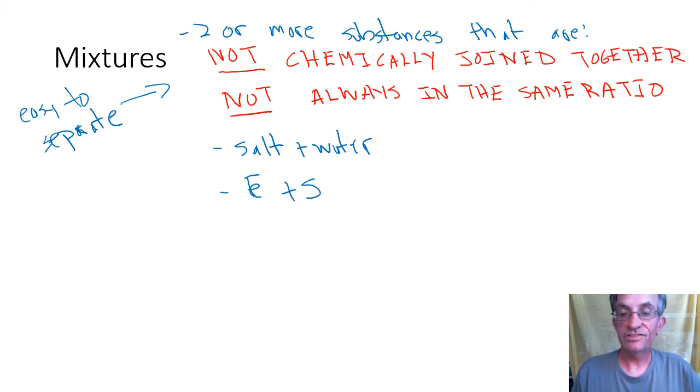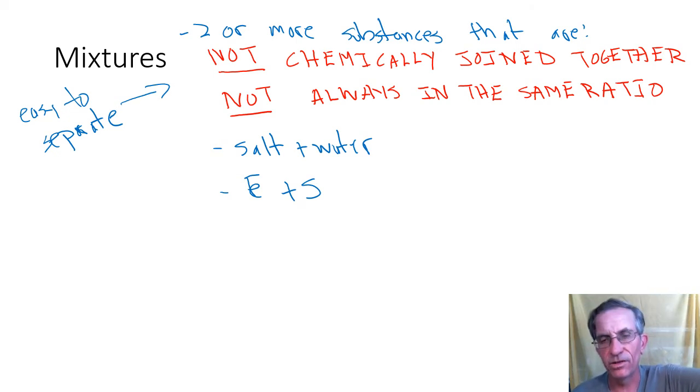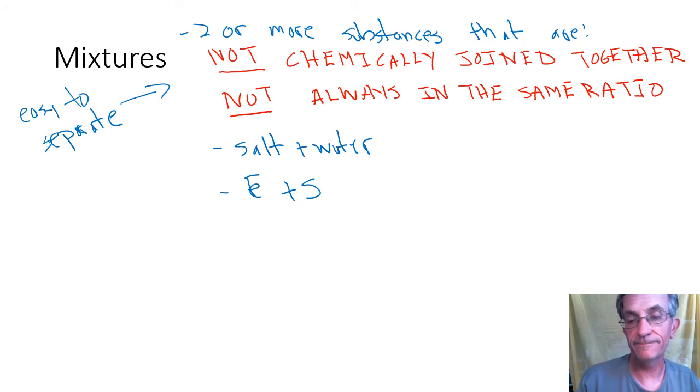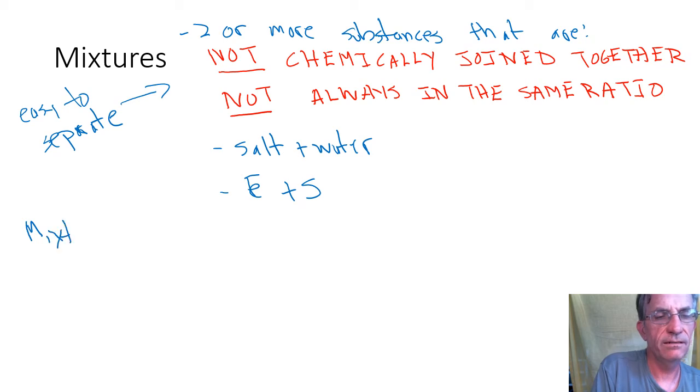All right, so with that, let's talk about a couple last little terms here. Mixtures are easy to separate. Mixtures are not always the same everywhere. They're not always in the same ratio. So as far as mixtures go, two last terms you're going to hear. Mixtures, let me put it down here. I think I got room. Mixtures can be either, there's two types of mixtures.